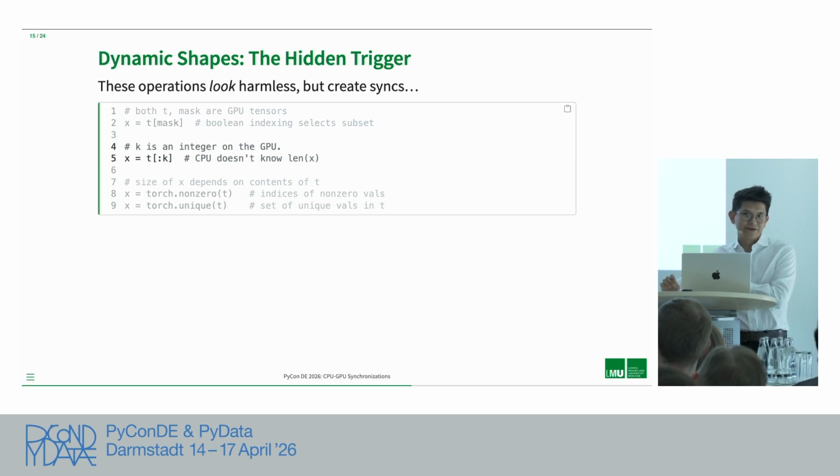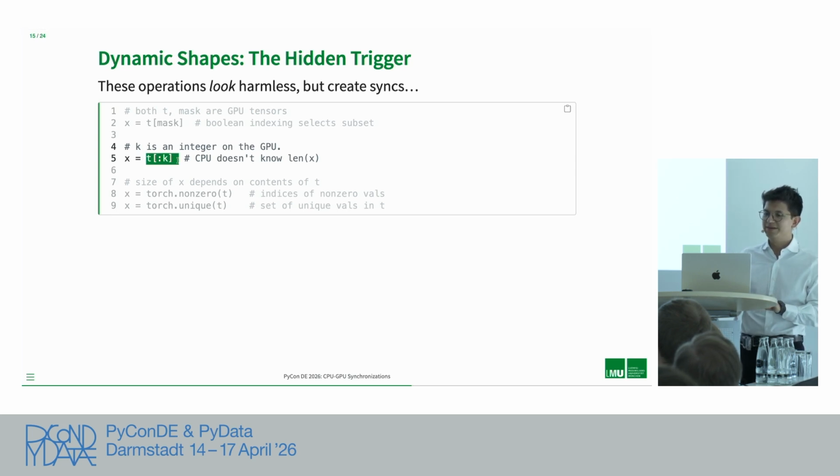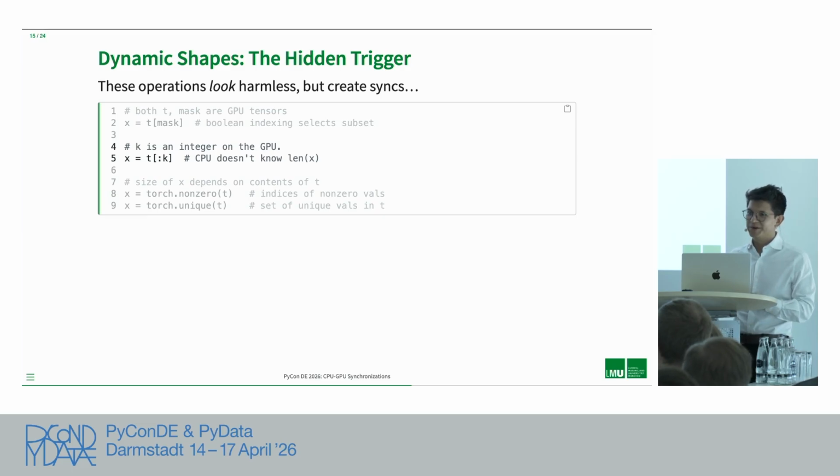A very similar pattern is this one. This is slicing. If k is just an integer that's living on the GPU, let's say 10 or 20, it doesn't really matter, and you slice another torch tensor with it, this would be like selecting the first 20 elements of this tensor. Then the CPU will also not know how long the resulting tensor will be without fetching that information back from the GPU.